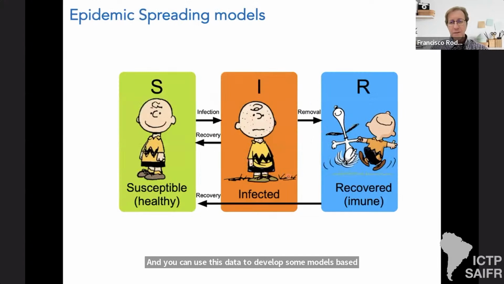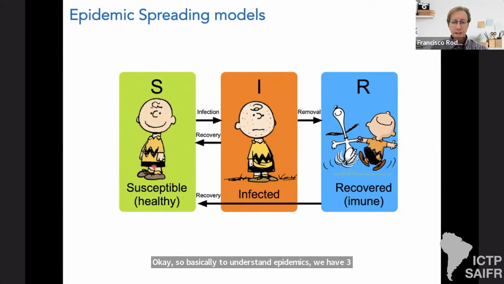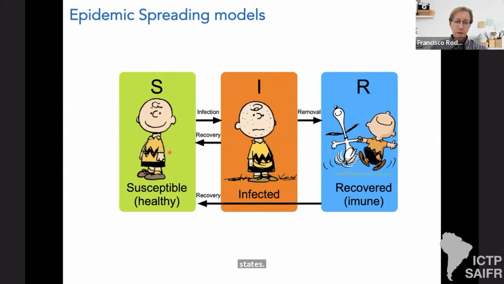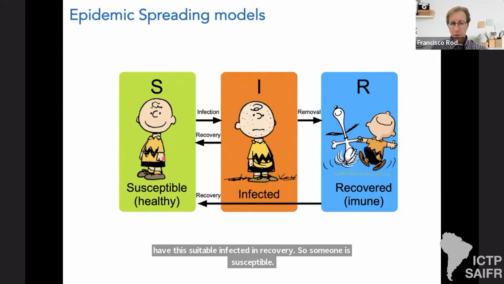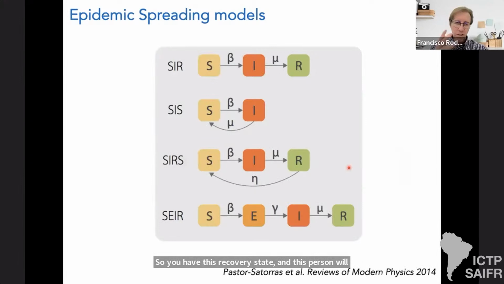Basically, to understand epidemics, we have 3 states: susceptible, infected, and recovered. Someone who is susceptible will be infected and can be susceptible again after recovering, if they are not immune to the disease. But for some diseases, like measles, for example, someone can become immune, so you have this recovered state, and this person will not be infected again. You can change this idea and develop different models, but they are more or less similar.